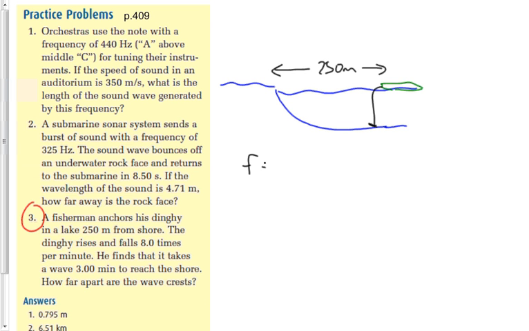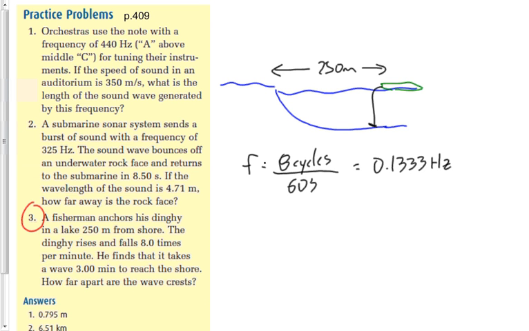Frequency is 8 cycles. It goes up and down 8 times per minute. The time would be 60 seconds, so 8 cycles per minute. That's going to give me 0.1333 hertz, or 0.133 up and downs per second. Basically, a little bit more than a tenth of a cycle in 1 second.